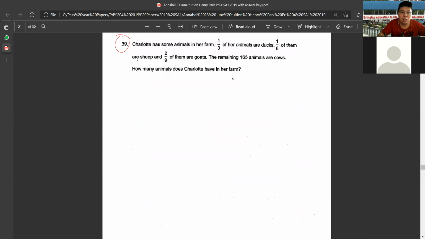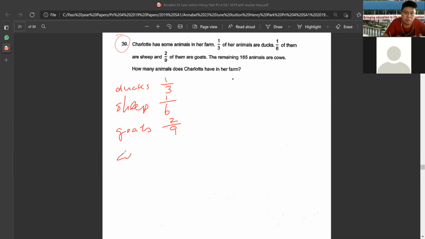Charlotte has some animals on her farm. 1/3 are ducks. 1/6 of them are sheep. So ducks are 1/3, sheep are 1/6, and goats are 2/9. The remaining are cows. So what's the fraction for cows?